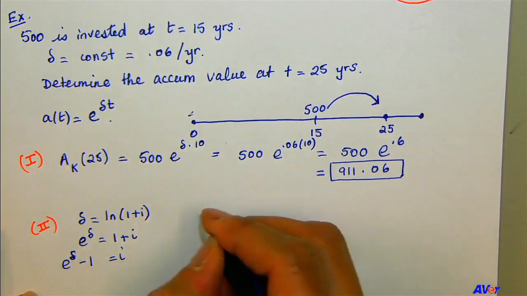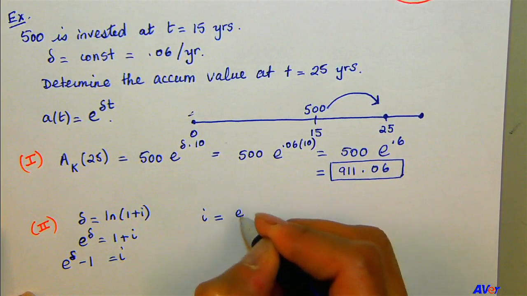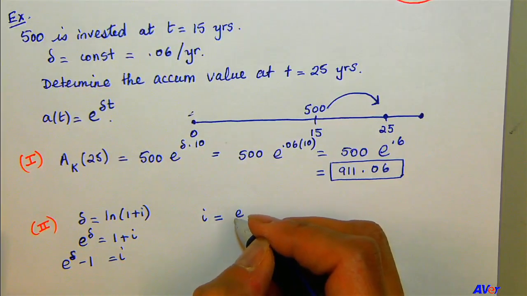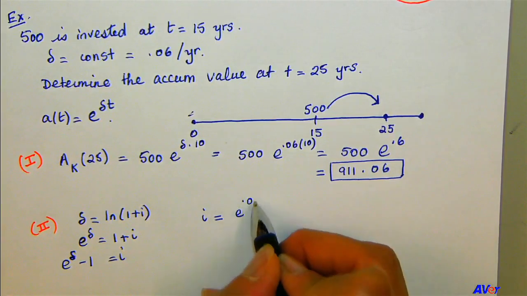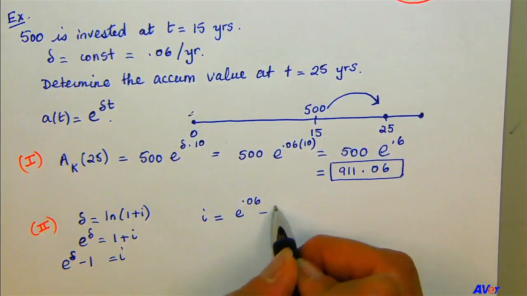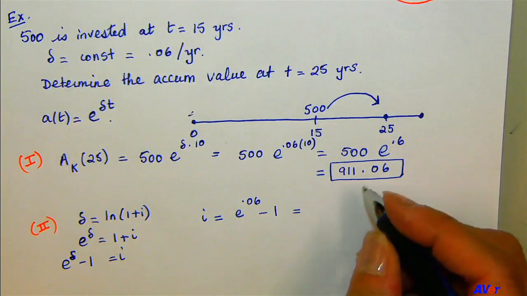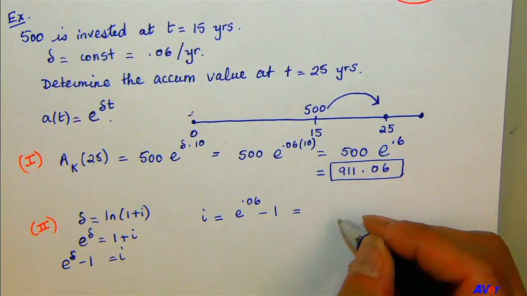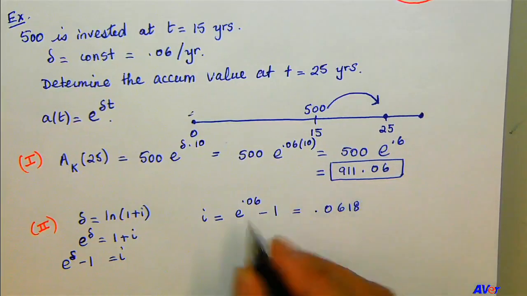So let me find the I for my sake right here. So I equals what? Help me, guys. E to the what? E to the 0.06 minus 1. So what do I get? 0.0618. Okay, I'll leave it at that.